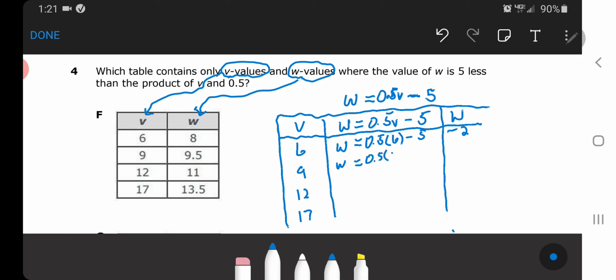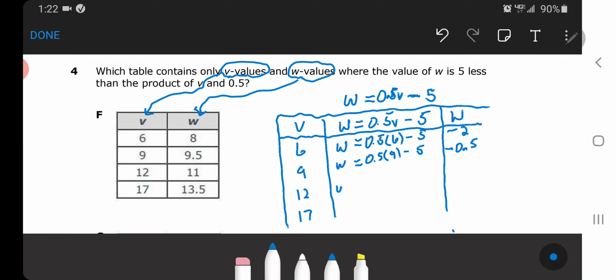Okay, now one of my inputs is 9. Subtract 5. So 0.5 times 9 would be 4.5. And 4.5 minus 5 is negative 0.5. Once again, you don't have to do this mental math. If you have a calculator, go ahead and use one.